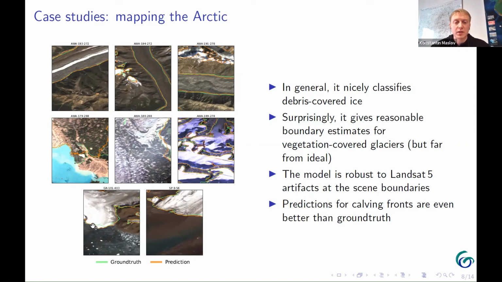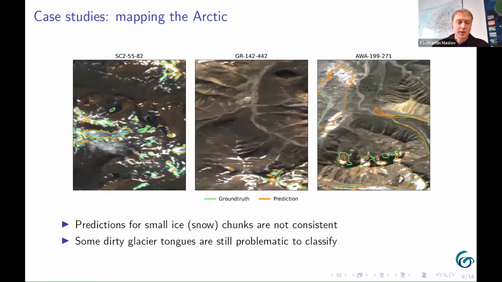And we also can see that predictions for calving fronts are even better than ground truth. So we used these entries from GLIMS, which are not ideal, and we used not ideal entries as well for training. So we were very skeptical if it can nicely classify calving fronts, but in the end it can. But of course, it's not ideal and there are mistakes.